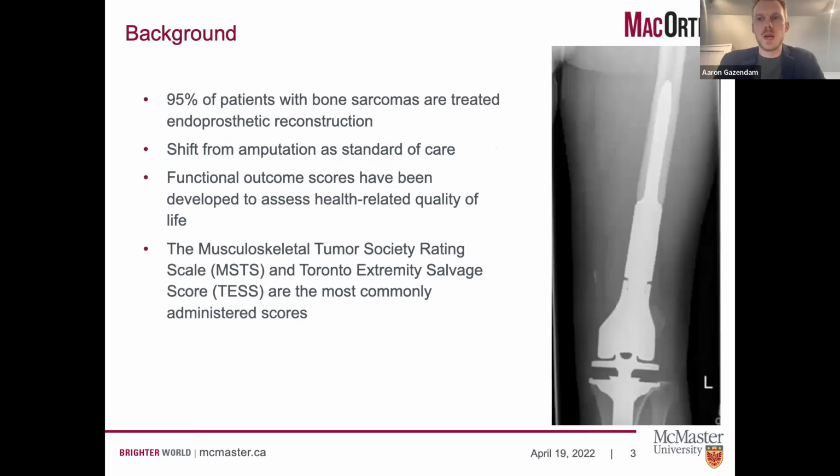Just a little bit of background. About 95% of patients with bone sarcomas are now treated with limb salvage surgery and endoprosthetic reconstruction, which you can see on the right there. This has been a shift from amputation, which used to be the standard of care. Because of the shift towards limb salvage surgery, there's been an interest in defining functional outcome scores for this patient population. The most common functional outcome scores utilized are the Musculoskeletal Tumor Society Rating Scale, as well as the Toronto Extremity Salvage Score.